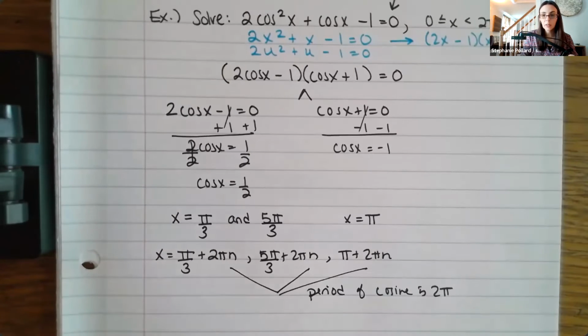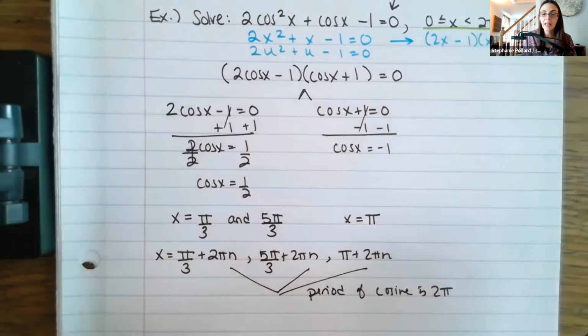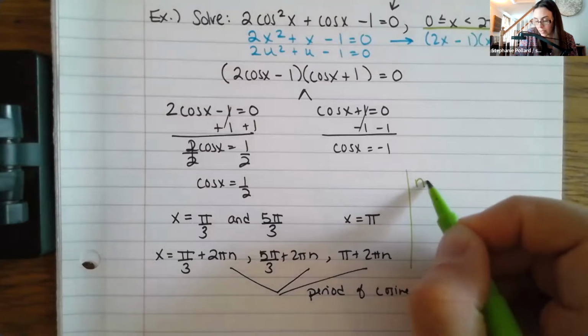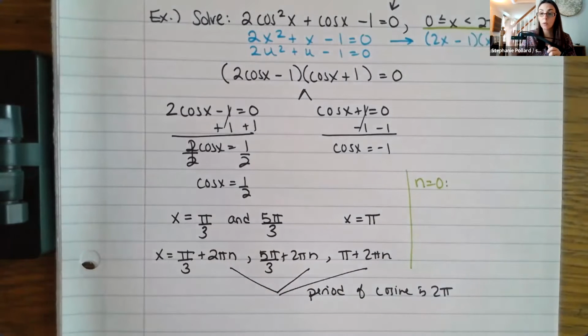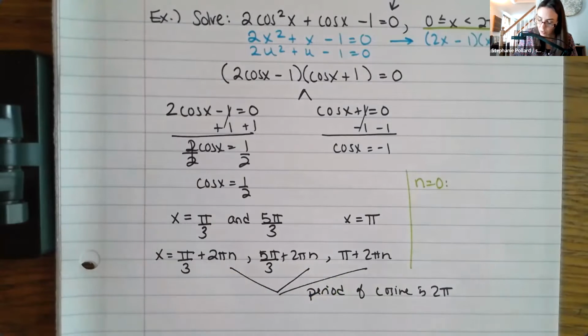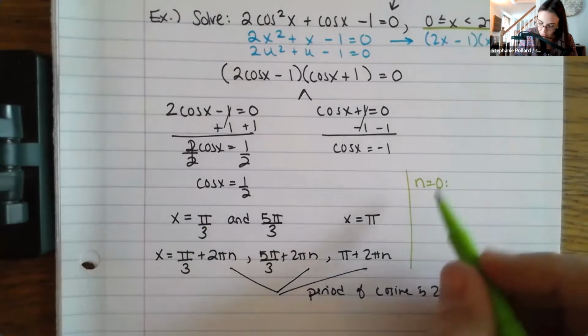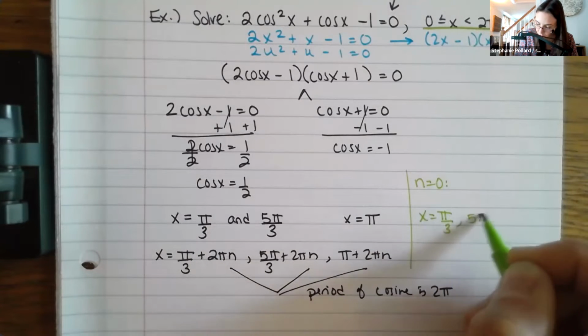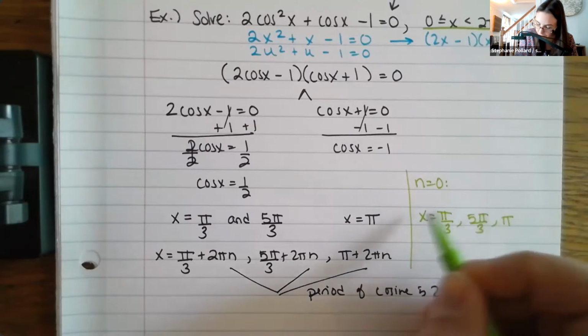But because we're only looking for our restricted domain here from 0 to 2 pi, this is only going to be relevant when n equals 0 in this case. If you try n equals 1 and try it at home, you'll see that it's too big. You're going to be adding an extra 2 pi there, so you're going to be over that initial restriction. So n equals 0 is the only one that we need. So there's really only 3 answers. Our answers are really just pi over 3, 5 pi over 3, and pi.